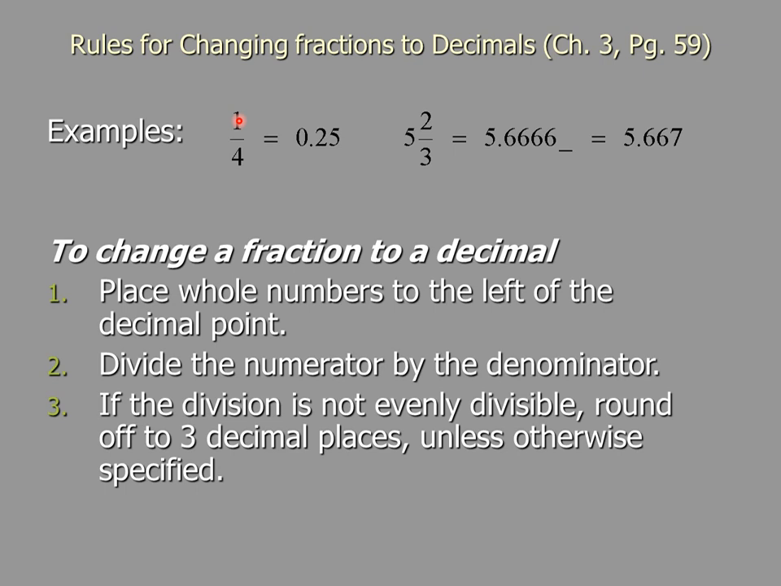And then you will have 2, right? 10 minus 8 is 2. Then again you will bring down another 0, that is 20. 4 times 5 is 20. That's how you get 0.25.